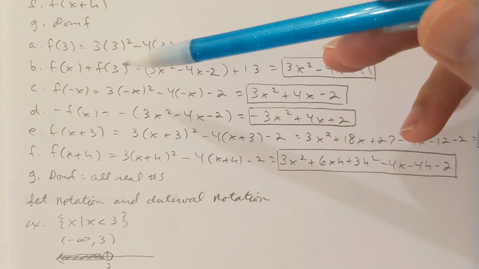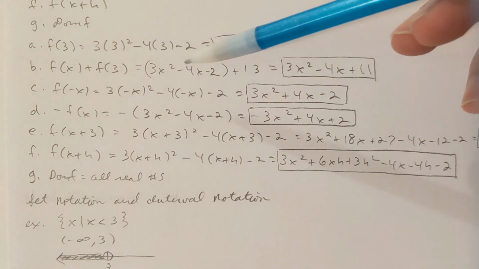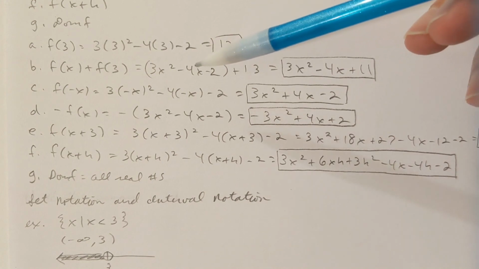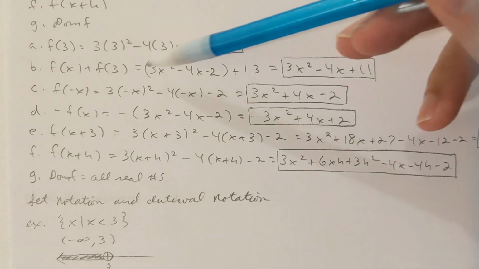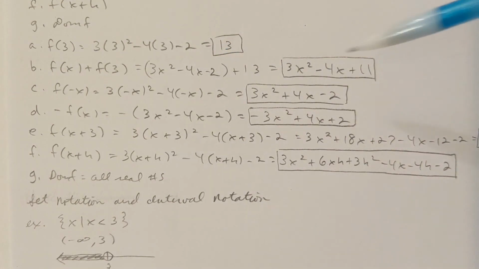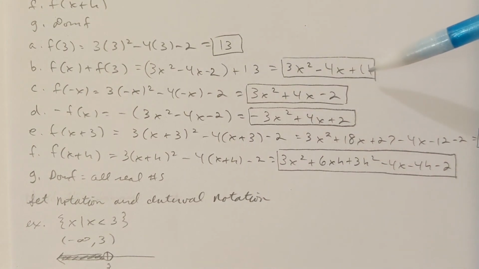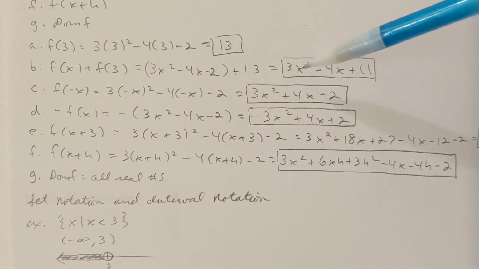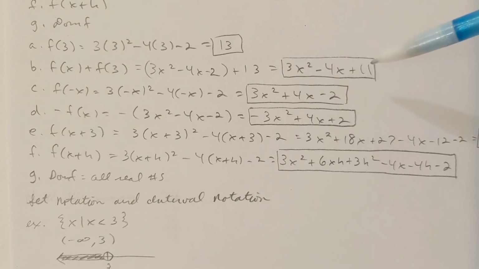f of x plus f of 3. Okay, what does that mean? Well, f of x is given to us. That's 3x squared minus 4x minus 2. f of 3 is 13. We just said that in part A. So when I combine negative 2 and 13, I get 11. And so I get 3x squared minus 4x plus 11 is the answer.